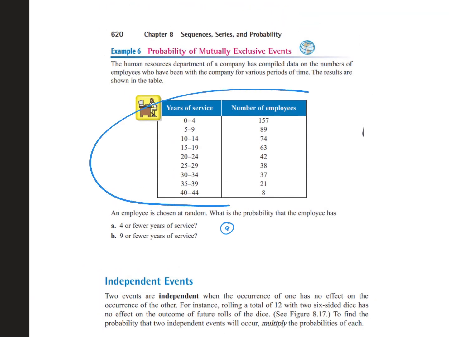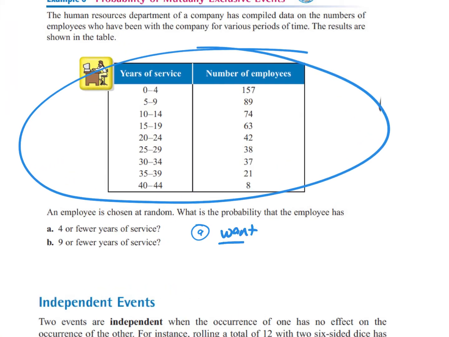All right, here is the information that they gave us. Do you understand? On the left-hand side, it's the years of experience. On the right-hand side, it's the number of employees that have those years of experience. So the first question, A, has 4 or fewer years. So it's want over total. So what I want is 4 years or less, right? And then on the bottom is our total number of employees. How many employees have 4 years or less? 157, right? 157. Out of how many?